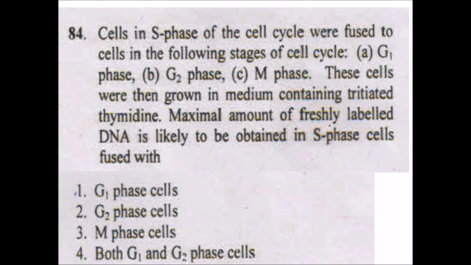Maximum labeling will occur when it is fused with the G1 phase cell, because once it has crossed from G1 to S phase, the synthesis or replication of DNA starts, and during replication it will require the raw material, the thymidine, which will be incorporated into the DNA. So when fused with the G1 phase, it will have the maximum titrated thymidine. But when it is fused with the G2 phase, most of the DNA has already been replicated, so it will not absorb the thymidine from the medium. So the answer will be G1 phase cells.